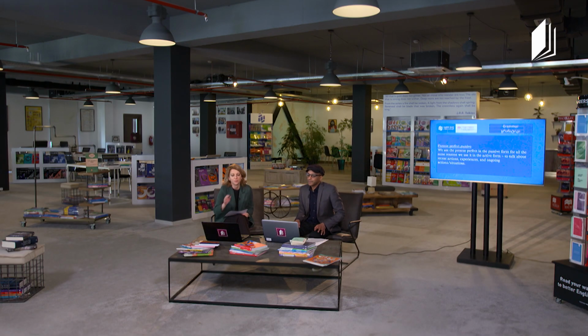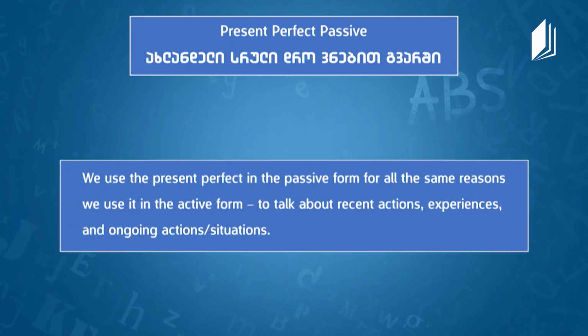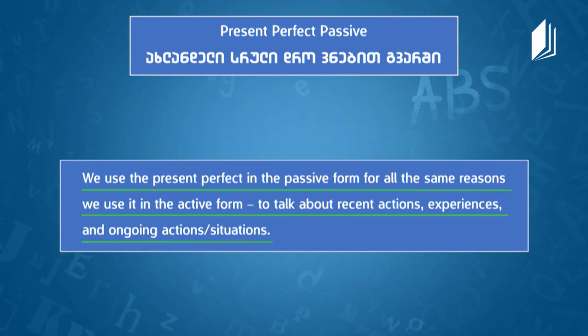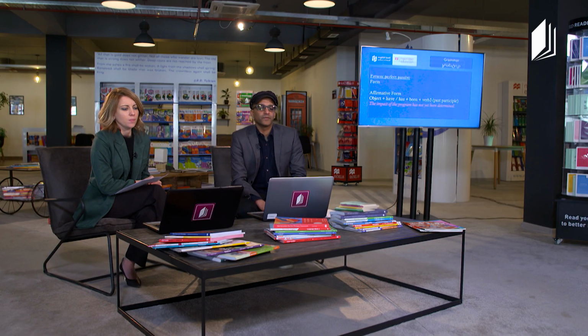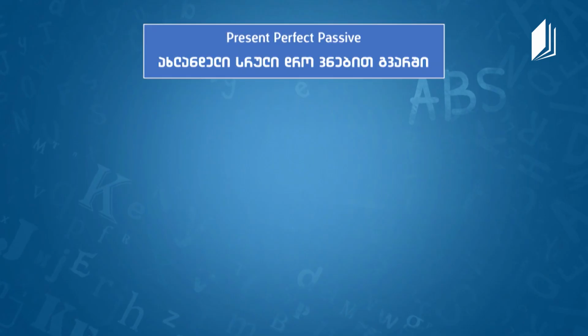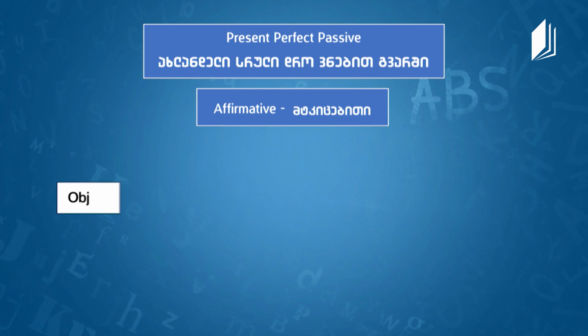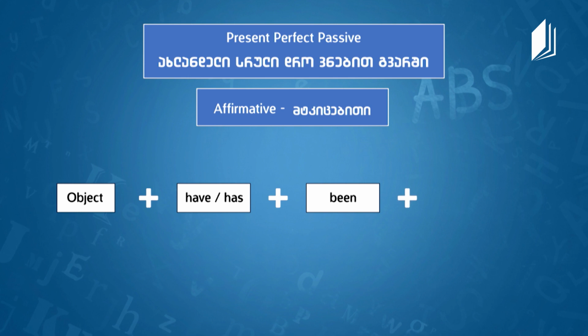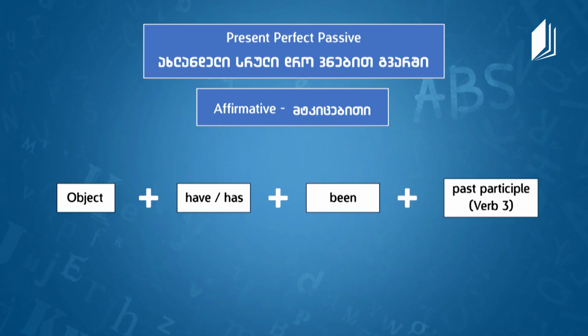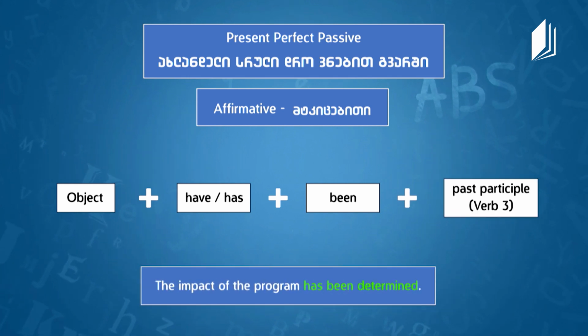Now, for example, we use the present perfect in the passive form for all the same reasons we use it in the active form, to talk about recent actions, experiences, and ongoing actions or situations. Let's have a look at the form of the present perfect passive. The affirmative form: we use the object plus have or has plus been plus the past participle, the verb in its third form. Here's an example. The impact of the program has been determined.